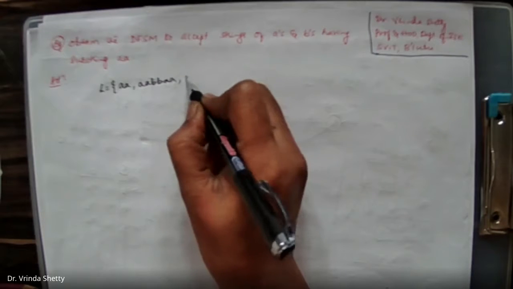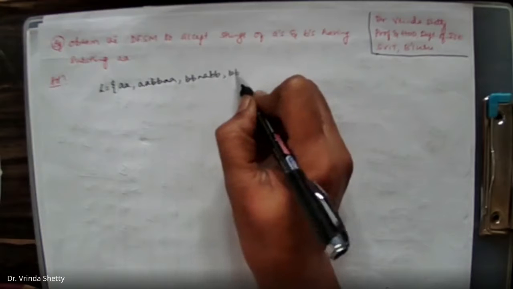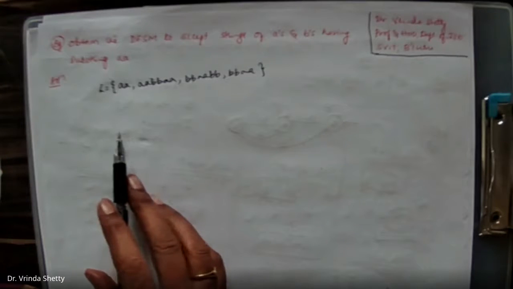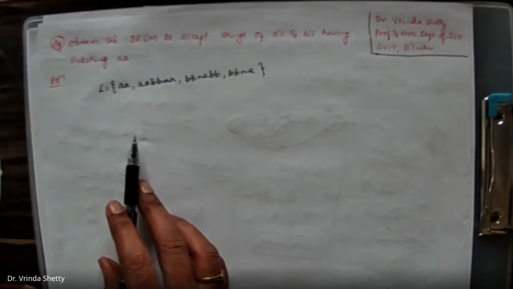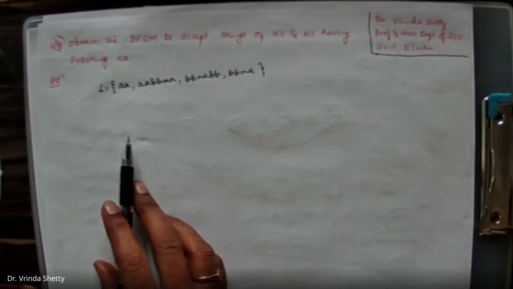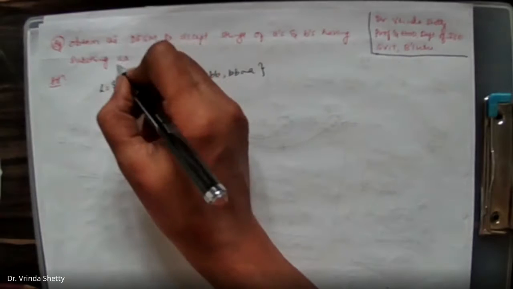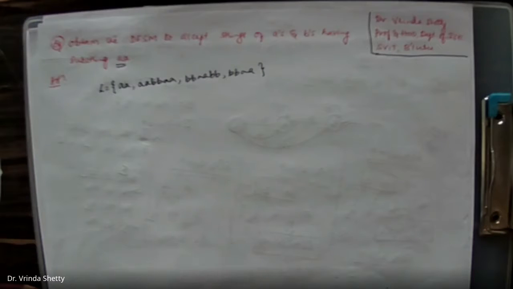The AA can be in the center or at the end, anywhere, but there should be a substring AA. If the substring AA is present, then the input should be accepted by the DFSM machine constructed. If the substring AA is not there, then the input has to be rejected by the machine. So according to that, check what is the minimum length of the string. Minimum length of the string is 2.